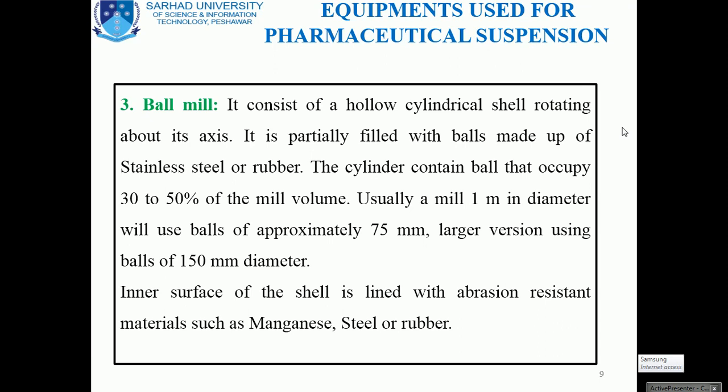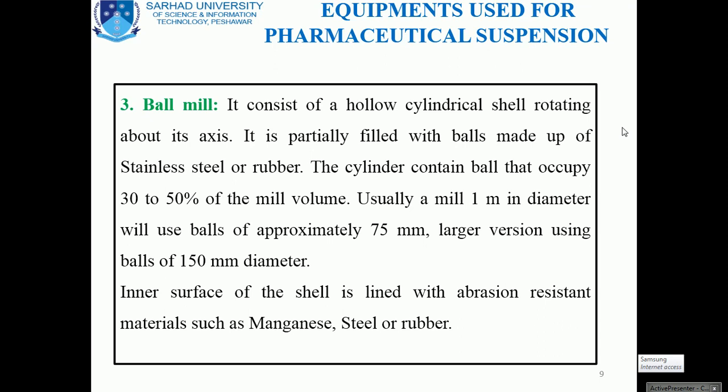The cylindrical shell contains balls that occupy about 30 to 50% of the mill volume. If the total volume of the mill is 100, we will prefer the volume occupied by the balls to be 30, and it may be up to 50% of the volume of the mill.